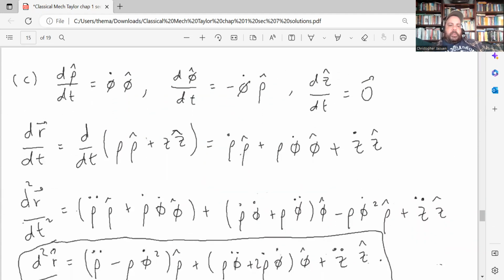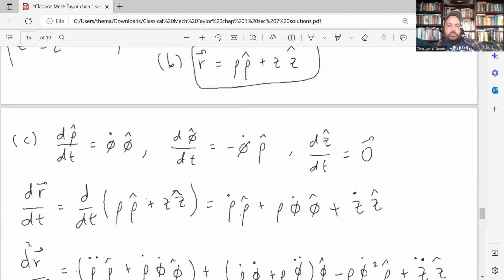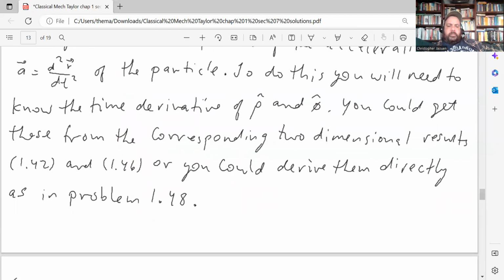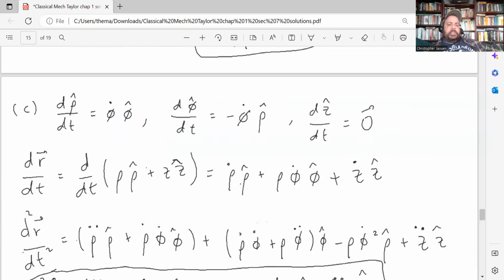So here's my derivation. So the derivative of rho hat with respect to t is equal to, did I not? I think I just used them like he said. I thought I derived them, but I guess I didn't. Anyway, d rho hat dt is equal to phi dot phi hat, because it's just the polar radius, right? And we know that the derivative of the polar radius is that quantity. D phi hat dt is negative phi dot rho hat, again, for the same reason that it is for polar coordinates. And the derivative of z hat with respect to time is 0 because it's constant with respect to time, right?